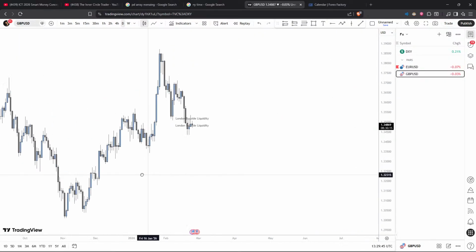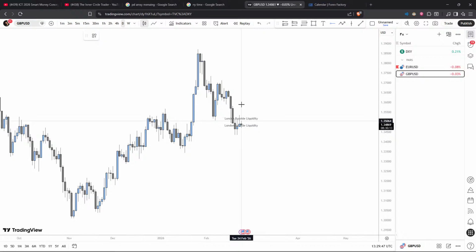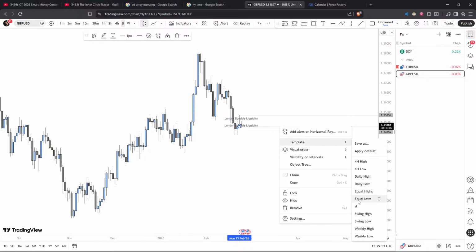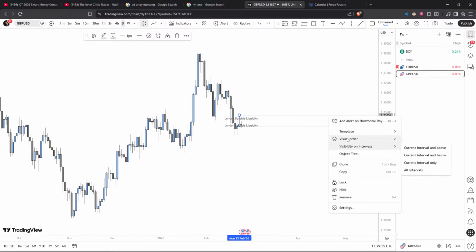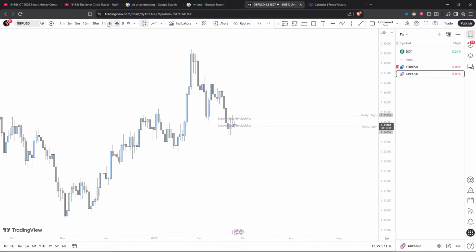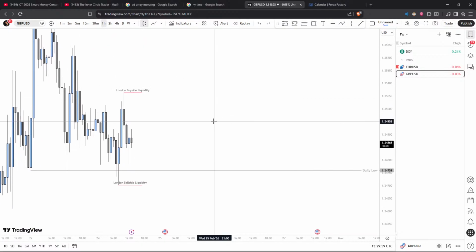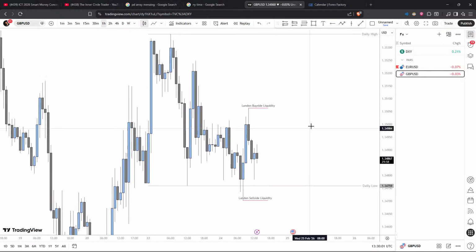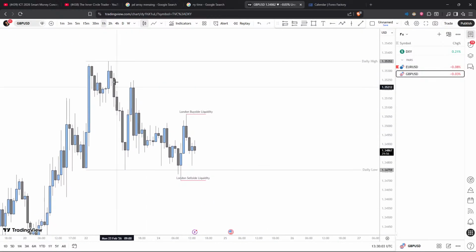Go to the daily. Yesterday's high is hit. Yesterday's low is hit. Let's zoom in a little bit, so we get some more context. And we can do yesterday's daily sessions.